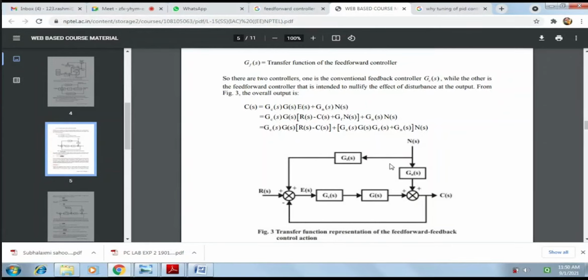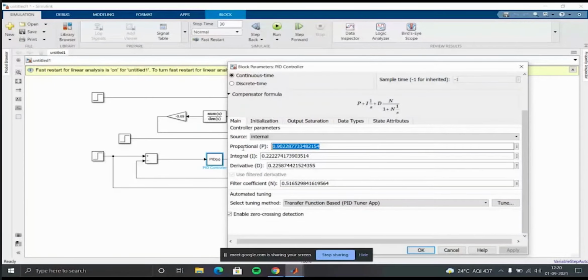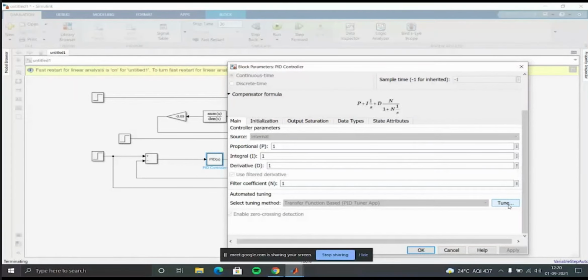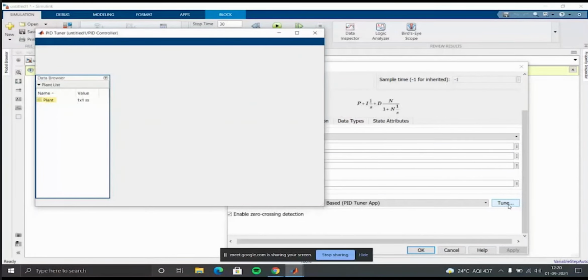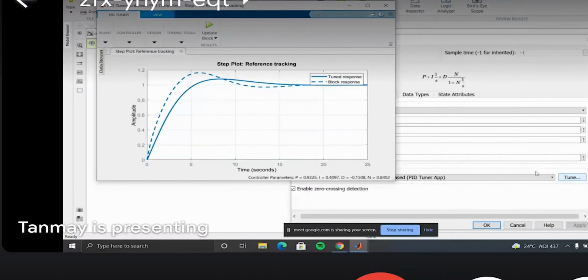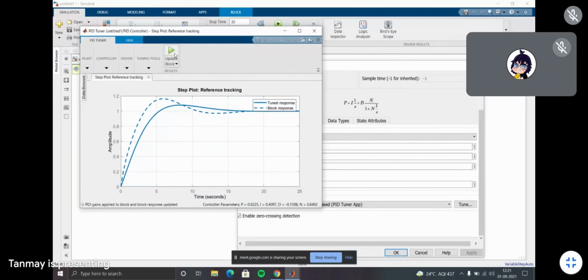Okay, Tanmay, can you, without doing manually, after getting auto tuned, show me the result? Yes, ma'am. I have to wait, ma'am. Yes, yes. This one I'll get, ma'am. Yes, yes. So if I update it. Yes, this is the auto-tune response.